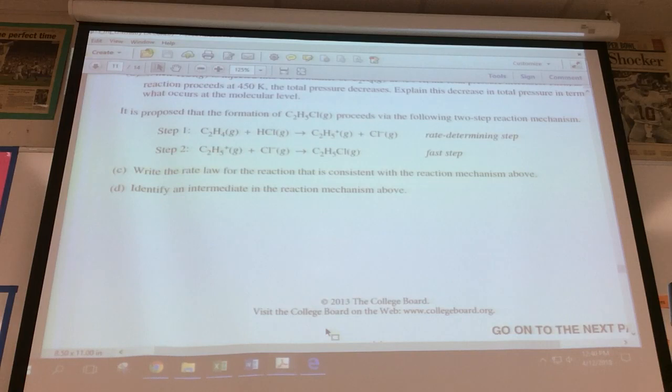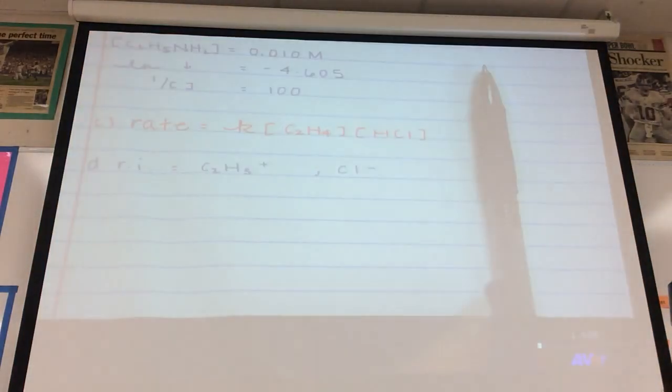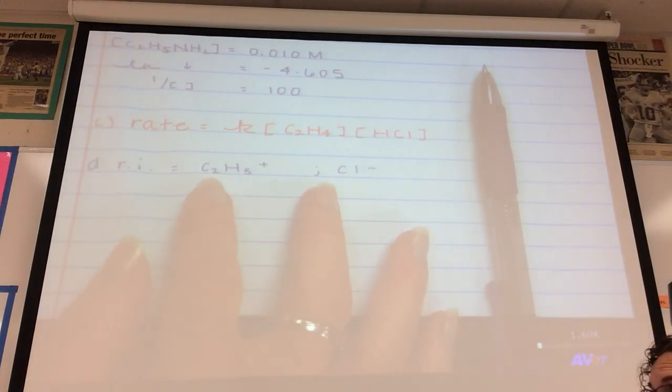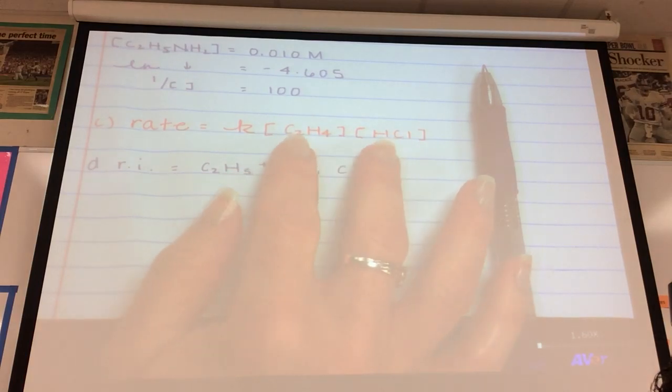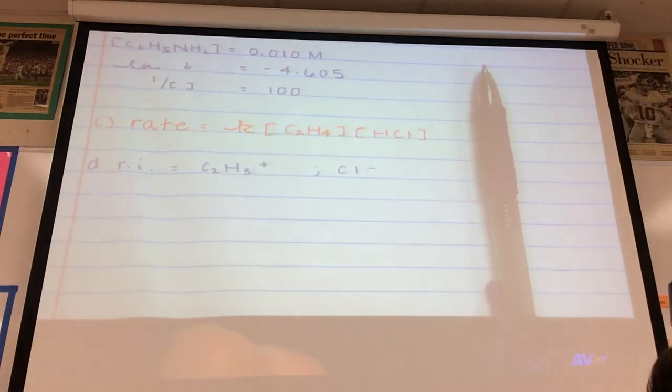It says identify something in the definition. Do you want us to explain it as well? No, it doesn't say explain, don't waste time. ID means ID. Did you get this? And you could have either of these. Yes? So would this be first or second order? Second is correct.